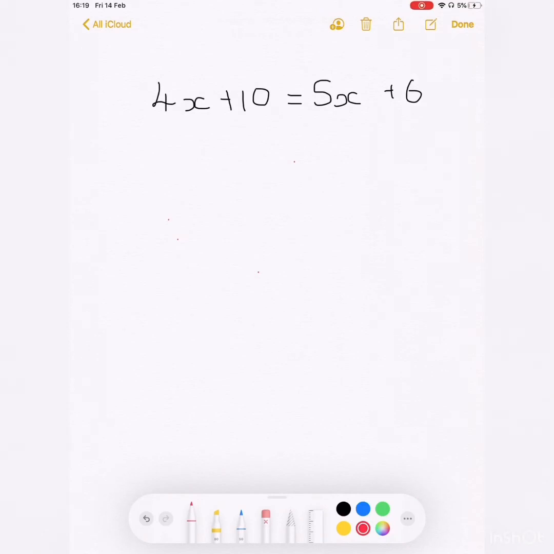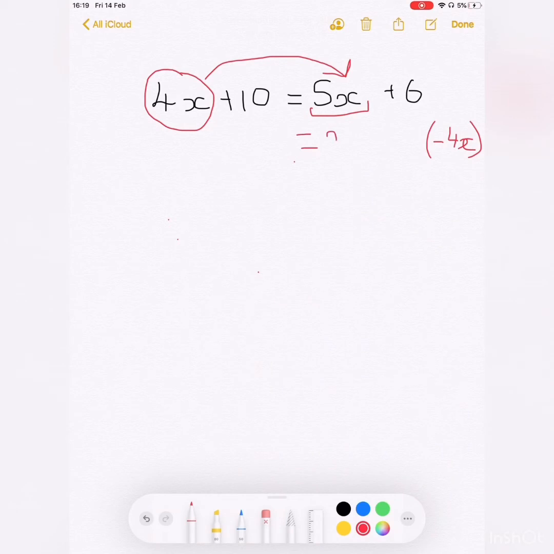So our first step is putting all of our x's on one side and the numbers on the other. So we're going to move the smallest x, which in this case is this 4x, and we're going to move it on to there. Remember, when we move it across, it becomes a minus 4x. So we get 5x minus 4x, which is 1x. That plus 6 just stays the same for now. And all that's left on this side is the 10.